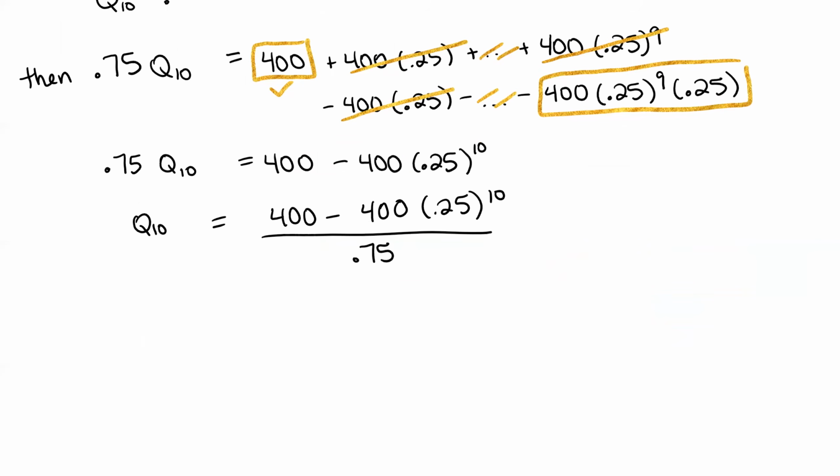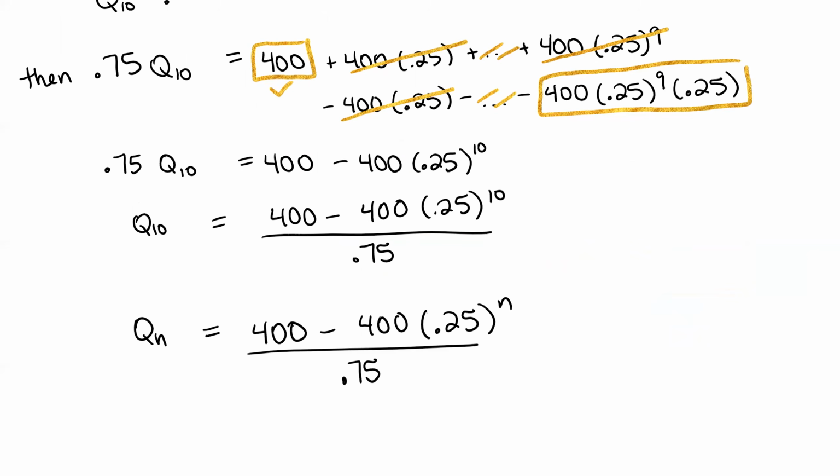And now we might as well write our shortcut formula for writing Qn. So Qn is equal to, we can figure out our pattern, 400 minus 400 times 0.25 to the n divided by 0.75. So here is our shortcut formula for Qn. So in other words, after taking your nth pill, this is how much ibuprofen you'll have in your system, assuming that each pill is 400 milligrams and the half-life is 2 hours, and you're taking 1 pill every 4 hours.